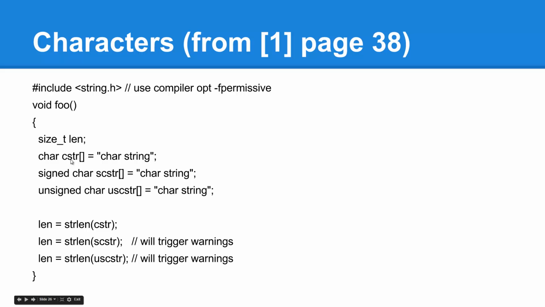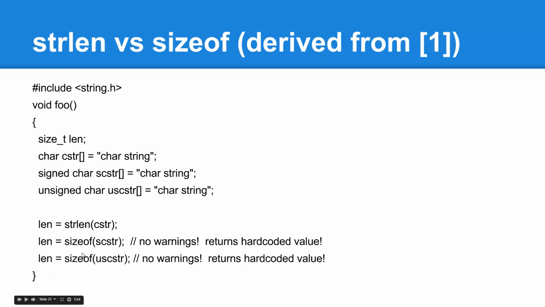We just have 3 strings: C string, signed C string, and unsigned C string. And it's a very, very simple function. It's just calculating the string length of each of them. For a signed string and an unsigned string of just char type, this is actually going to trigger compiler warnings. And so that may prompt an unknowing developer to switch to something that's going to calculate the size, or what they understand the size of the string to be, in a manner that's not going to trigger such warnings.